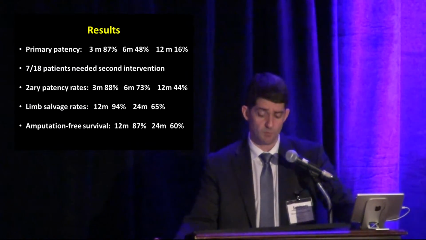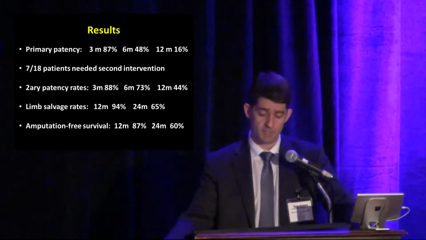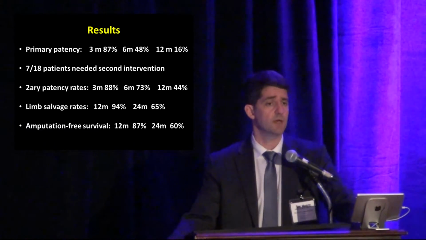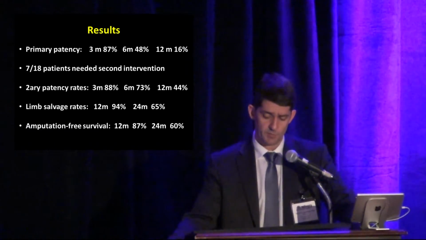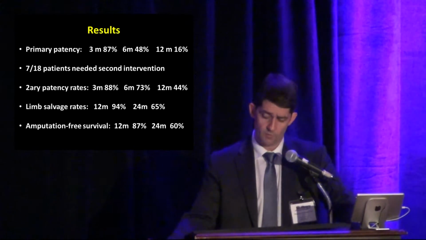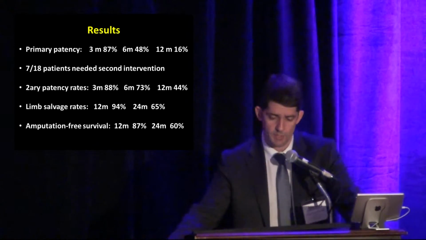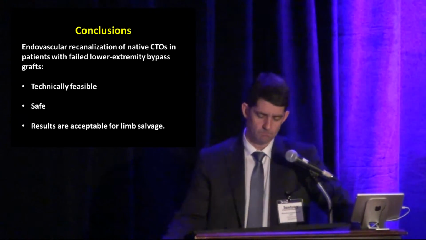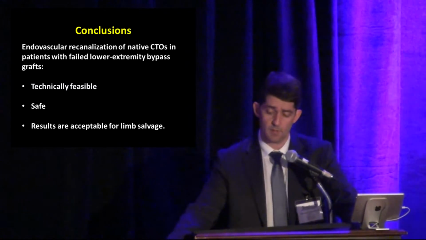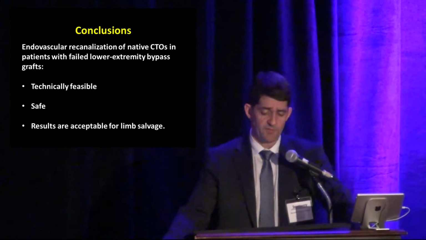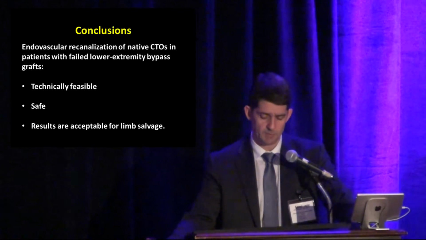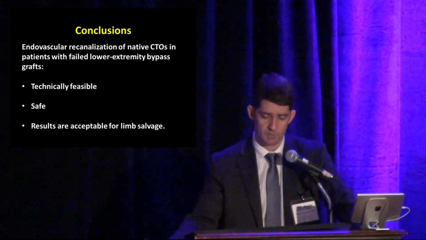There was limb salvage in more than 50% of the people, 65% at 2 years. That I think is pretty good. It's pretty remarkable if you could avoid a major surgery for these people or a redo of the bypass. And the amputation-free survival was around 60% at 2 years. In conclusion, endovascular recanalization of the native chronic occlusions in patients with failed lower extremity bypass is technically feasible, safe, and the results are acceptable in order to save the limbs.